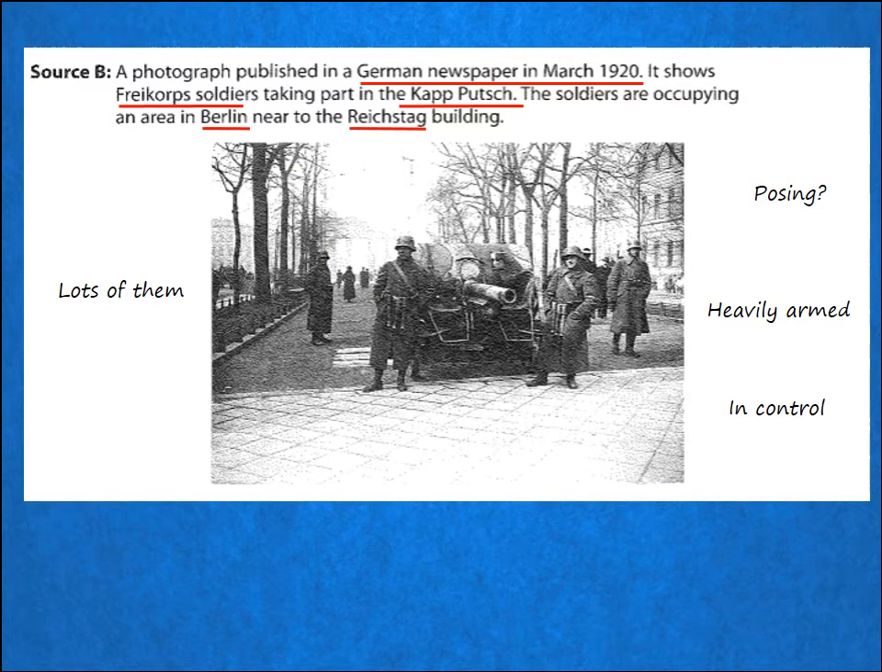So here's a prepared version of source B. I've underlined in the caption the fact that this photograph comes from a German newspaper in 1920. Again, it shows us Freikorps soldiers taking part in the Kapp Putsch. I also think it might be of use to us to note that they're in Berlin and they're near the Reichstag building. To me that sticks out as something that I could maybe use in my answer.